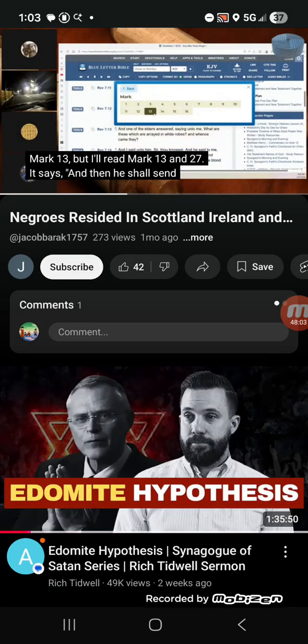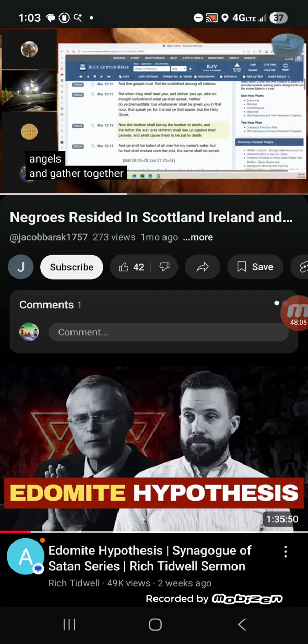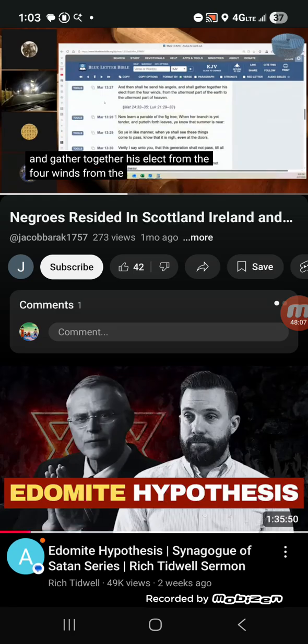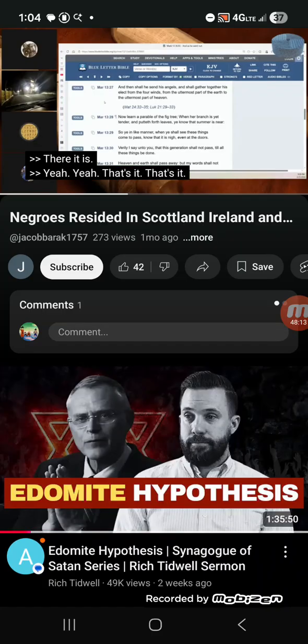It says, and then he shall send his angels and gather together his elect from the four winds, from the uttermost part of the earth and uttermost part of heaven. There it is. So they're going to be gathered from the four winds and the uttermost parts of heaven.